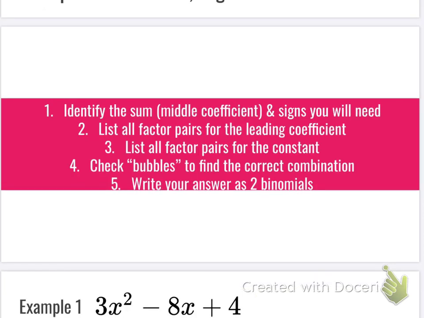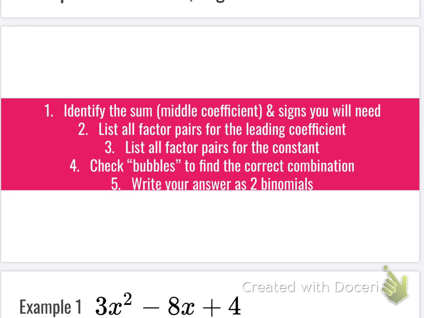Okay, identify the sum. So remember that middle coefficient, that's what that one is, and the signs that you'll need. List all factor pairs of the leading coefficient. List all factor pairs of the constant. Check bubbles to see if you have the correct combination. Write your answer as 2 binomials. These are the same steps as yesterday.